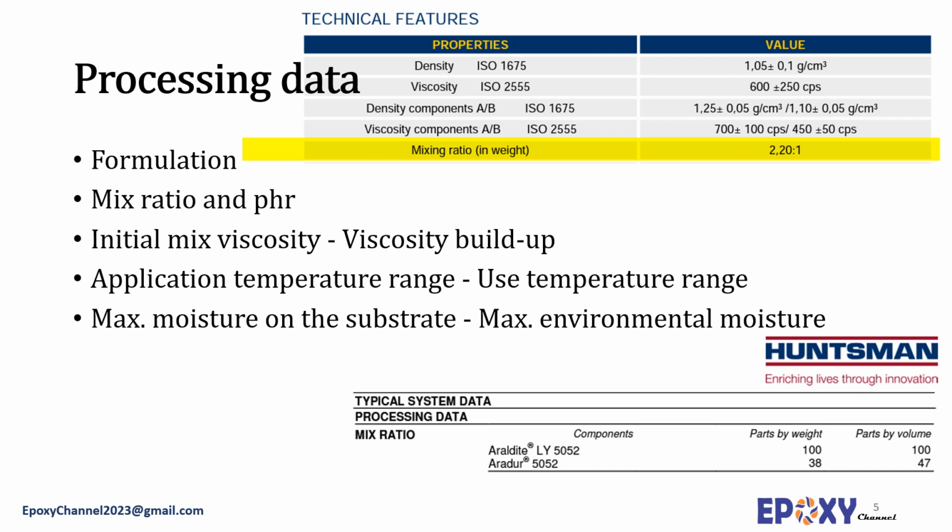Other factors that can be presented include the viscosity terms and the application temperature range, which presents the acceptable temperature of the substrate and the environment where the epoxy is supposed to be used. Use temperature range only talks about the ambient temperature. For some products, we also have statements about the moisture. For example, maximum acceptable moisture on the substrate and in the environment.